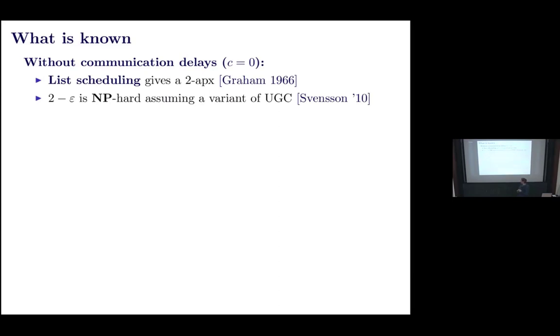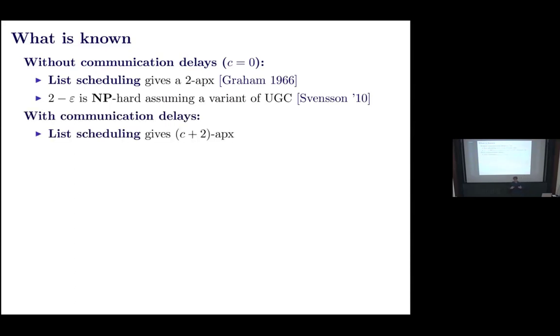However, a lot less is known for the problem where C is non-trivial. You could look at that same list scheduling algorithm of Graham and analyze what it gives you for this problem with communication delays. The problem is, let's assume that all the running times are at least one. Then the algorithm gives you only basically a C-approximation. You can imagine C is a lot bigger than the length of the jobs. Imagine all the jobs have length one, and if you need to wait a factor of C, a bad decision may cost you a C factor.